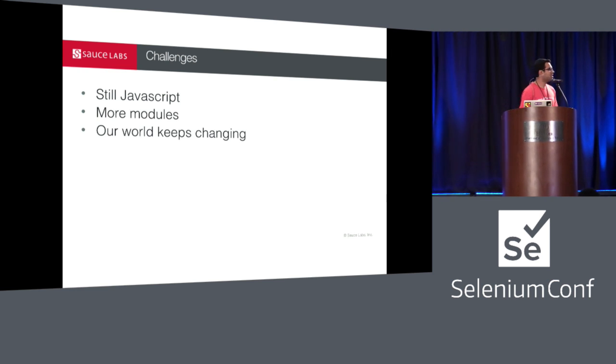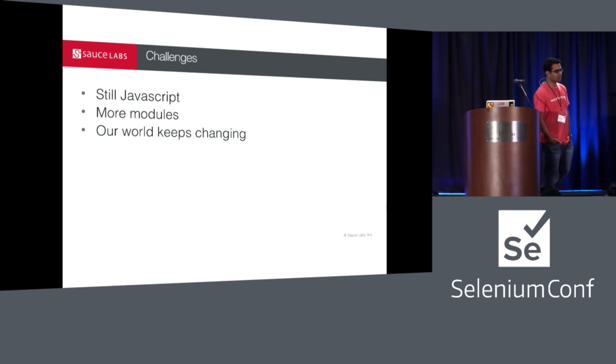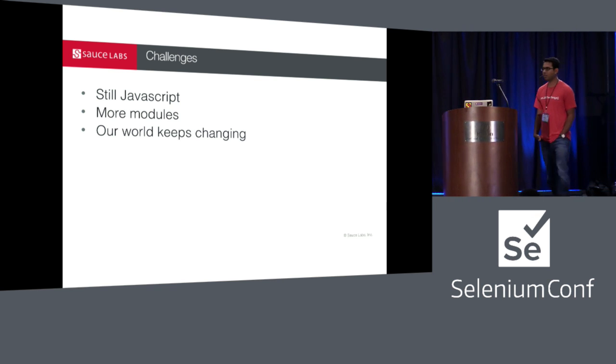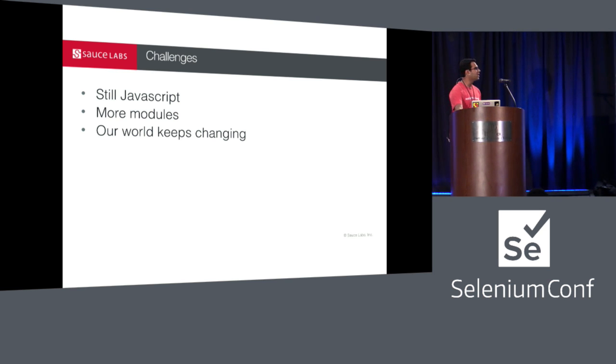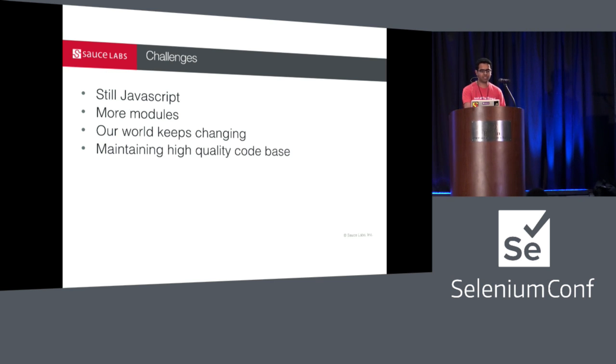And our world keeps changing. That means iOS 9 is released. Android has got the new UI Automator 2. They have a Droid driver. So our world keeps changing very quickly. So that is one challenge.